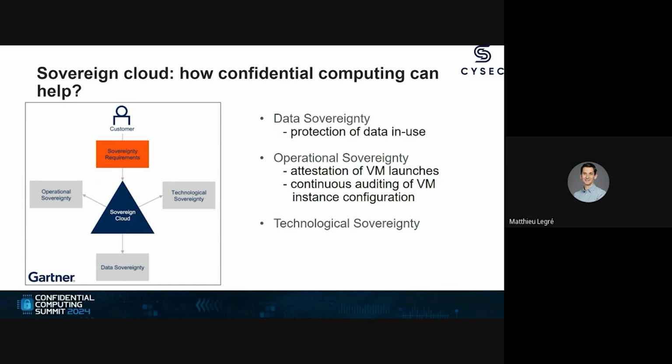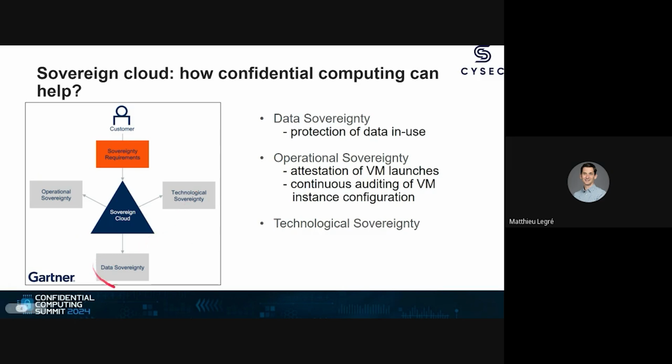So we are dealing with sovereign clouds, and to explain how confidential computing can help in this context, I like to use this representation from Gartner. They define sovereign cloud as a cloud where a customer can come with their own requirements. So they have sovereignty requirements that are applied by the customers, and that will impact 3 domains mainly: the data sovereignty, the operational sovereignty, and the technological sovereignty.